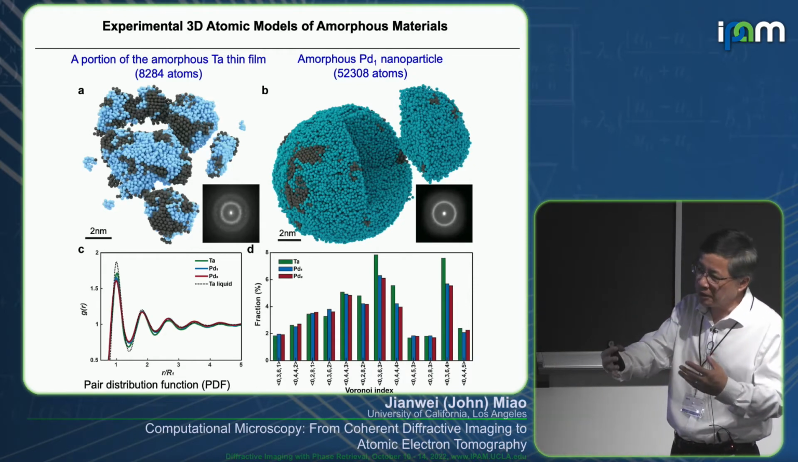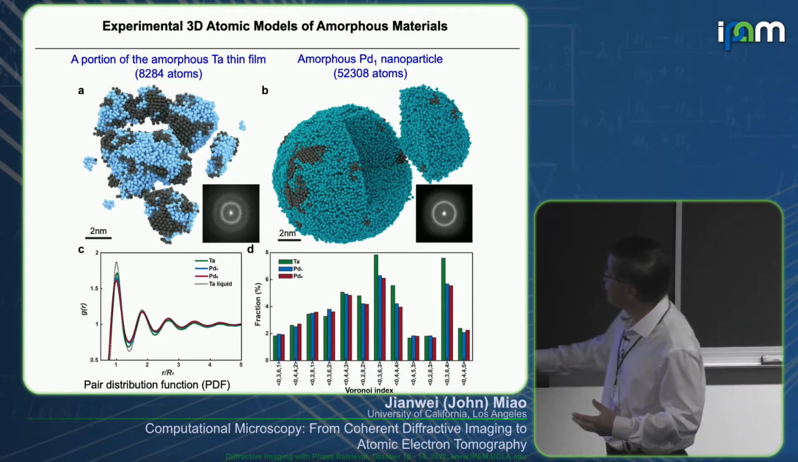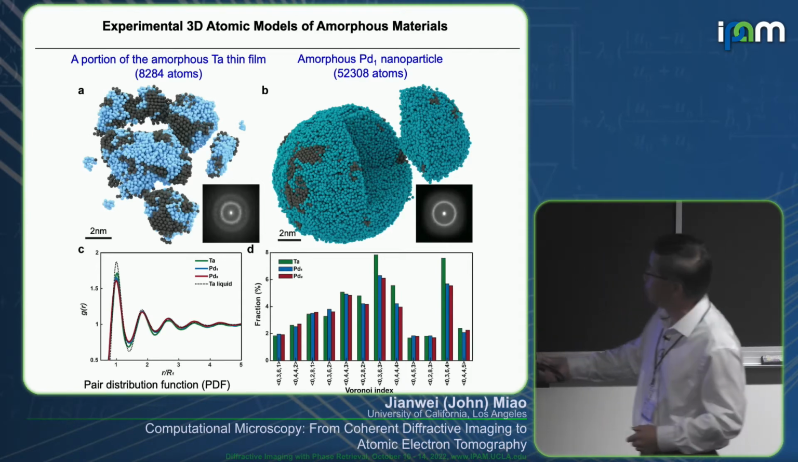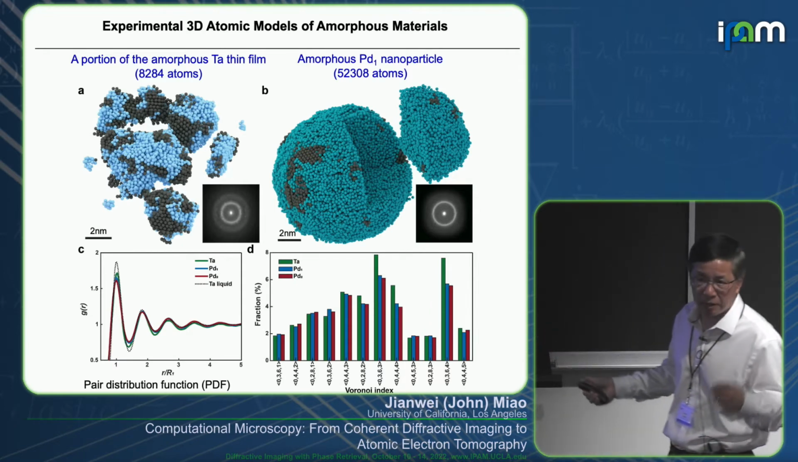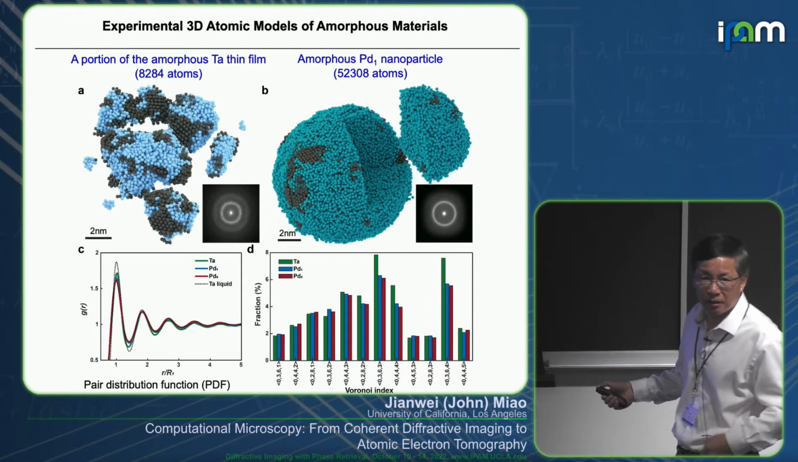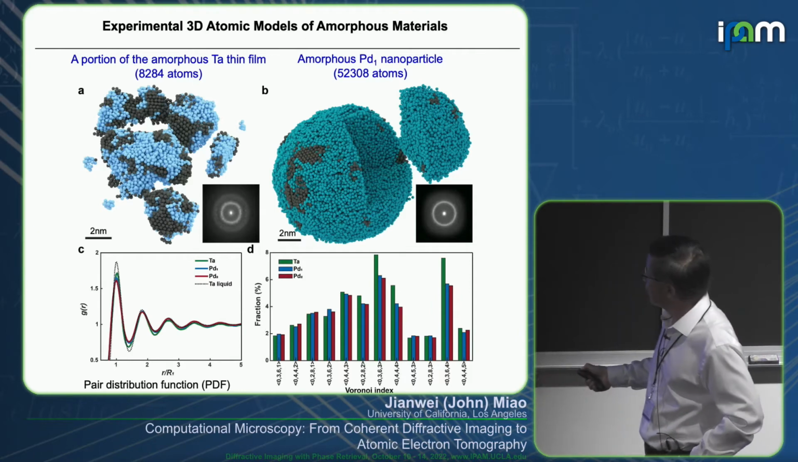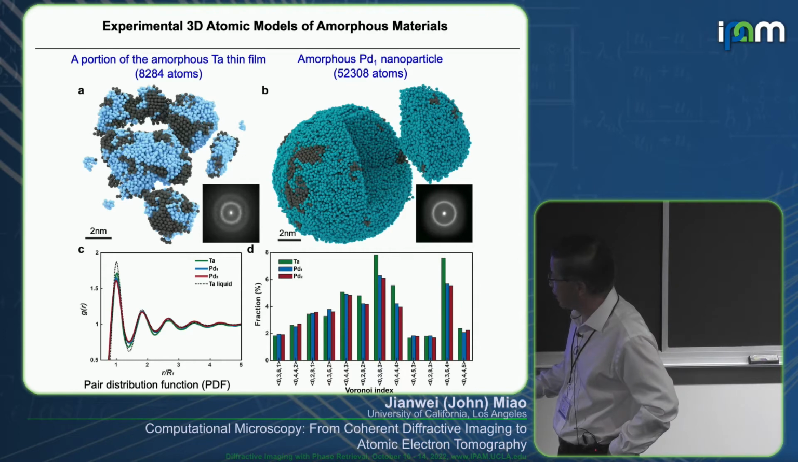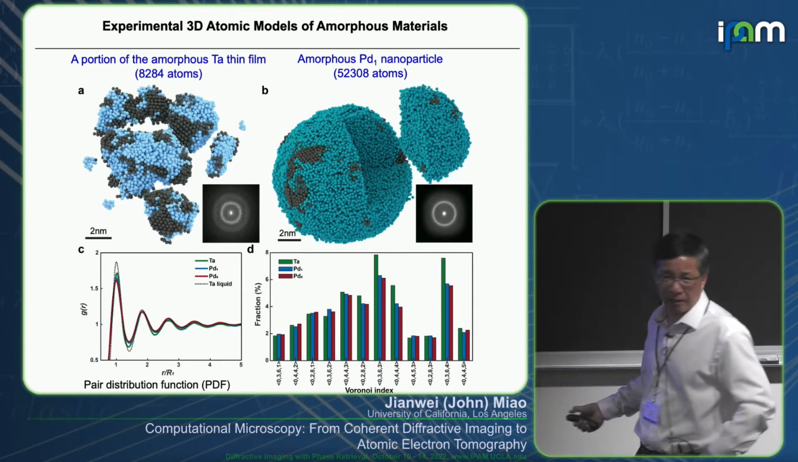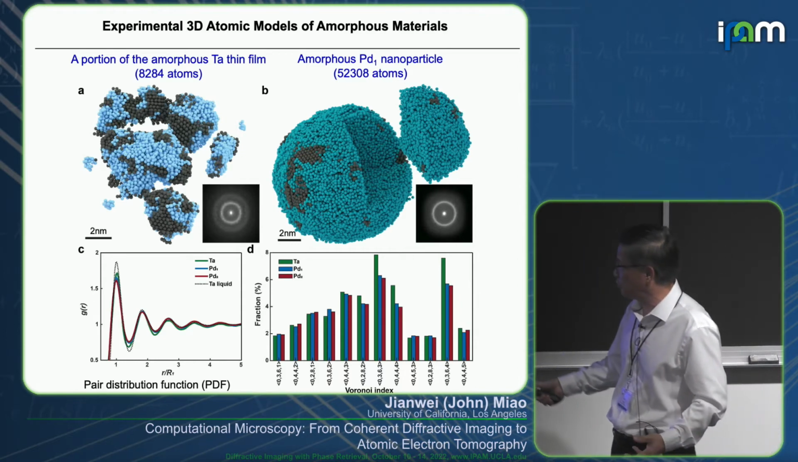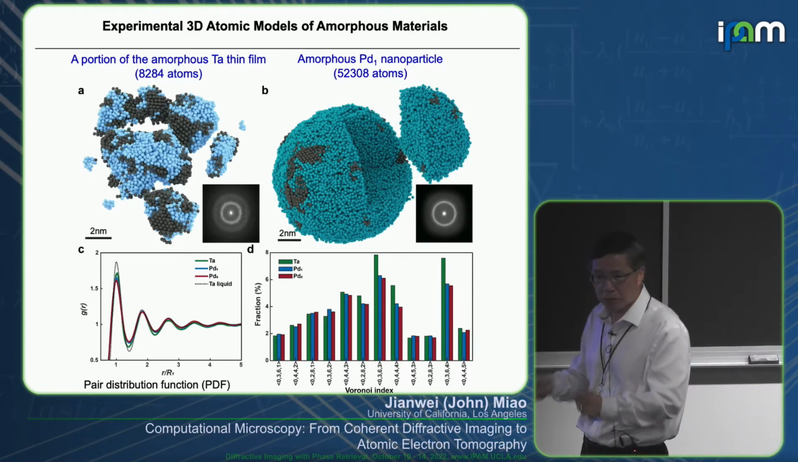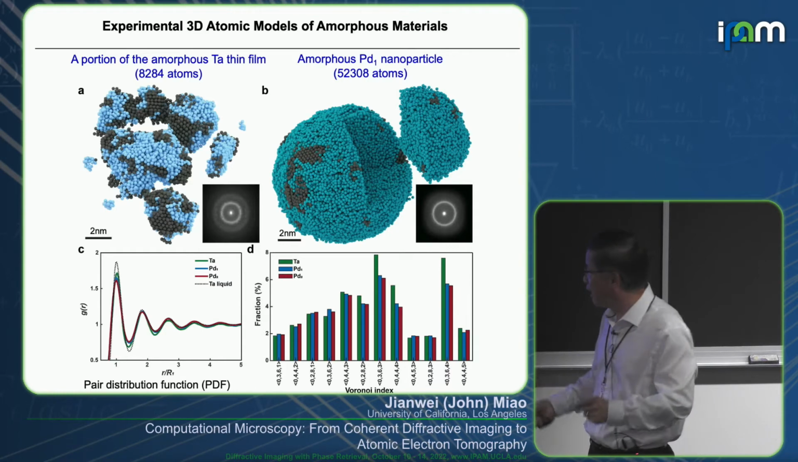We also did a measurement on a tantalum thin film, a small region with more than 8,000 atoms. And here is actually 52,000 atoms, so it's a relatively sized protein structure. Then we show the pair distribution function, and they are just amorphous. The pair distribution function looks at an atom and its neighbors. The first peak corresponds to the first neighbor, and then the second neighbor.